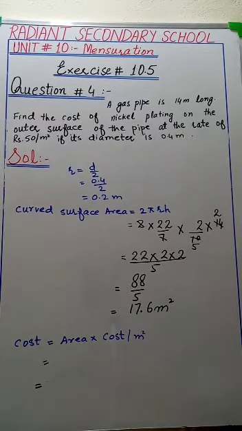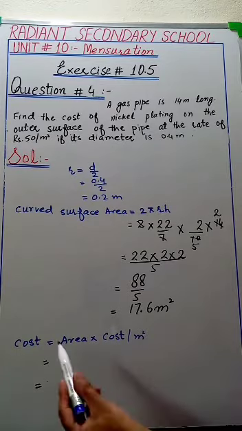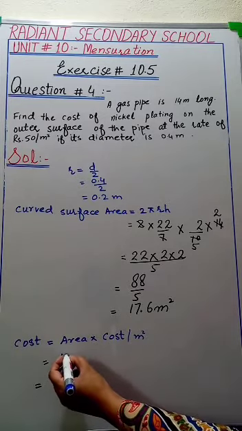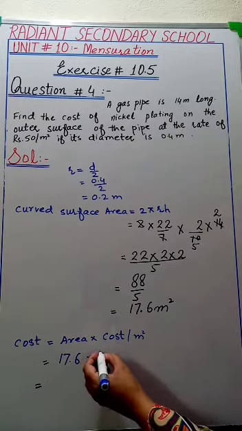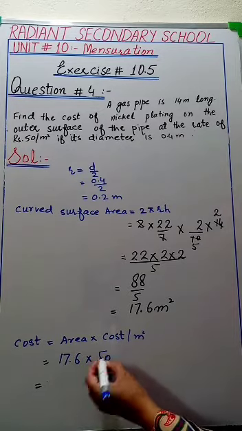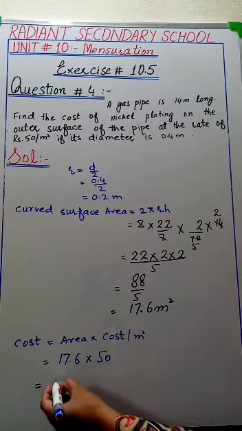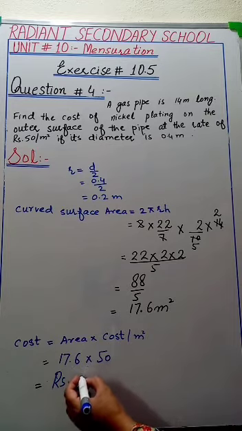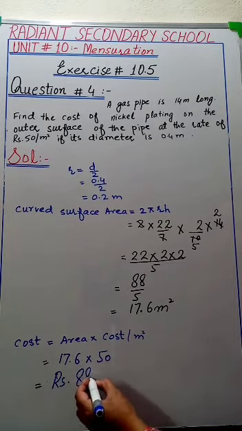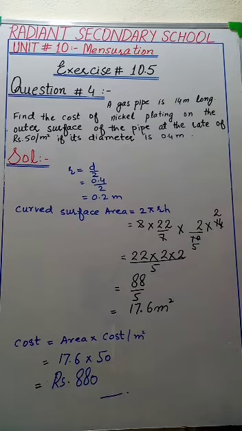Now we will find the cost of nickel plating. To find the cost, we will multiply the curved surface area with the cost per square meter. The area is 17.6 and the given cost is rupees 50. When you multiply area with the cost, your answer comes equal to rupees 880. So this is the cost of nickel plating on this gas pipe.